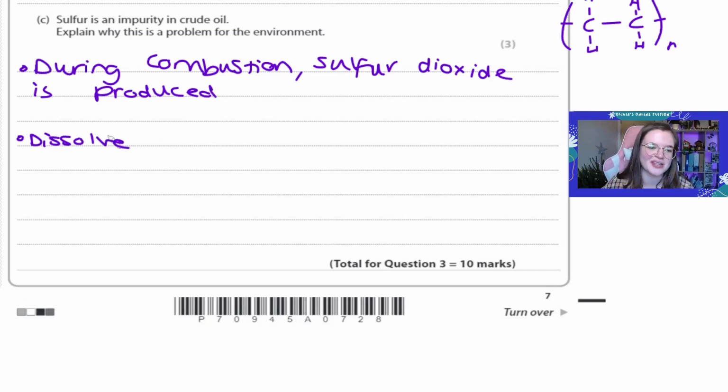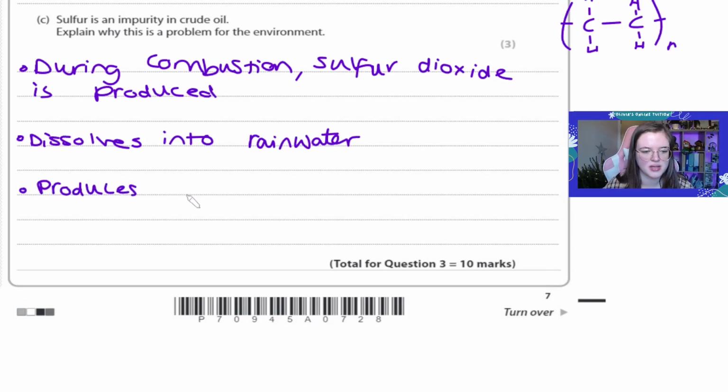No good. Imagine that being poured down in rain. Obviously a dilute version, but it'll still affect things like calcium based materials and limestone and the like, so buildings, bricks, statues, that sort of stuff. So it dissolves into rainwater and produces acid rain, is what we call that. And there we are. And that would be the end of question 3.